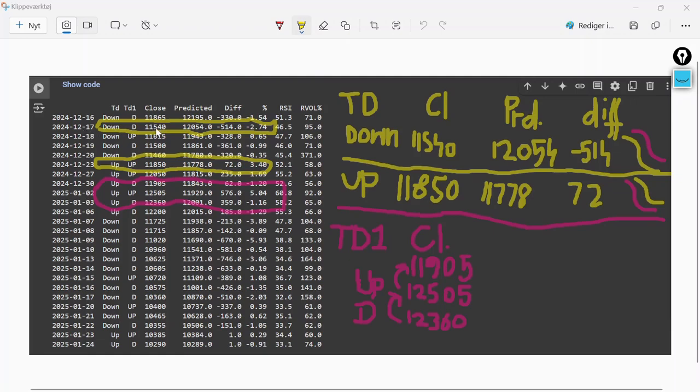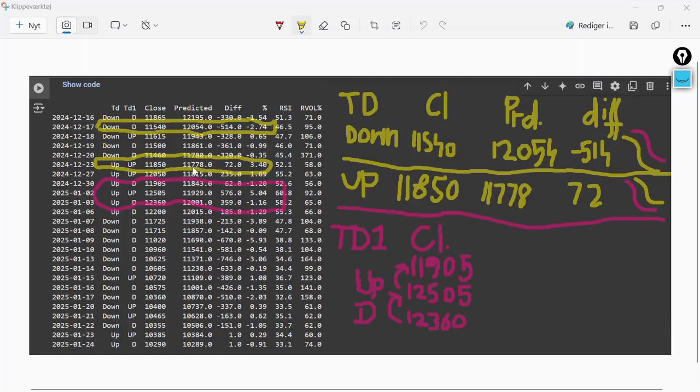So friends, you can see, when we take the example of this downtrend on 17th of December, the closing price is 11,540 and the model predicted value was 12,054. So the difference is minus 514 between the closing price and the model price. This one is the predicted value, and this is the original value.